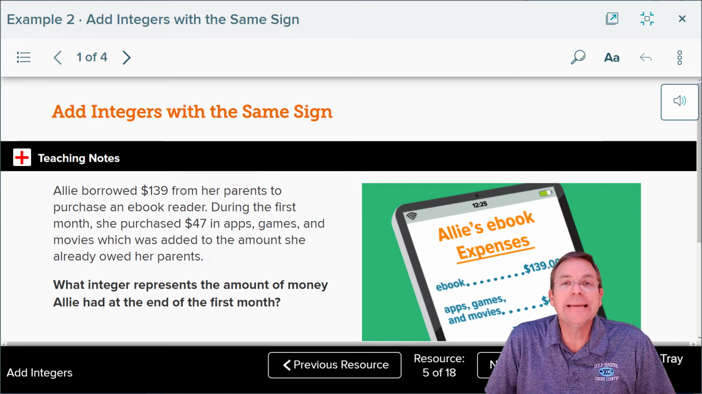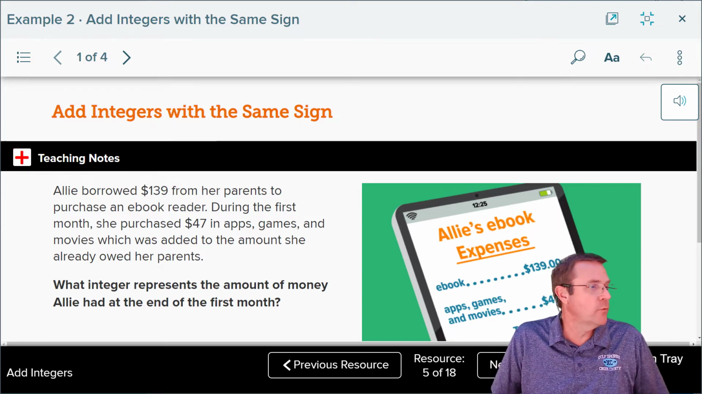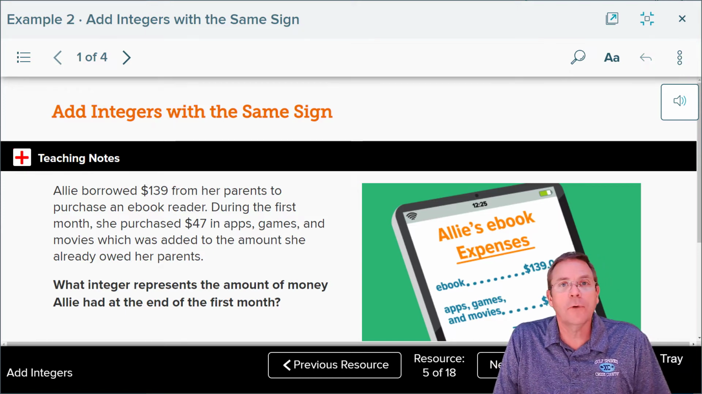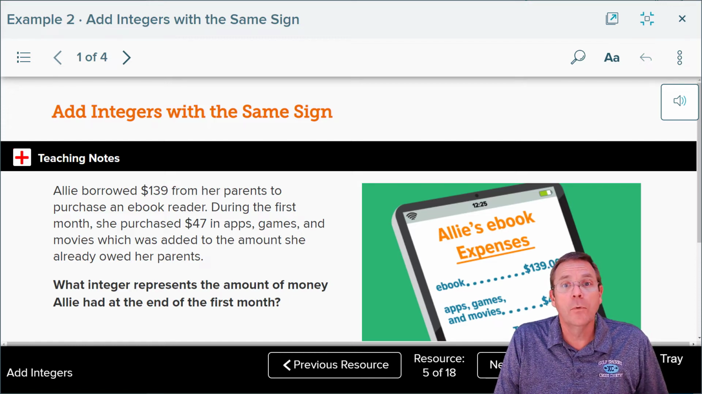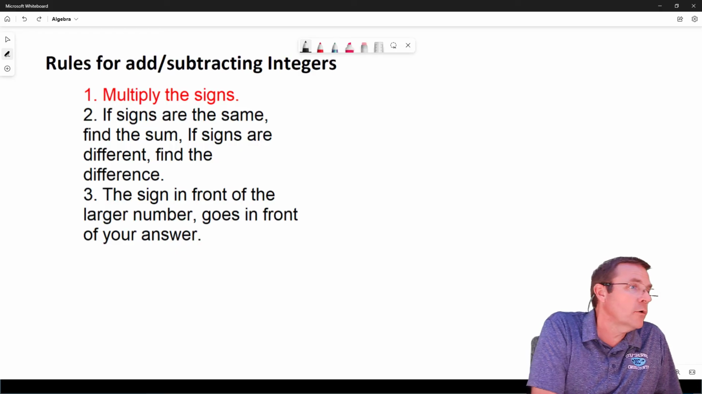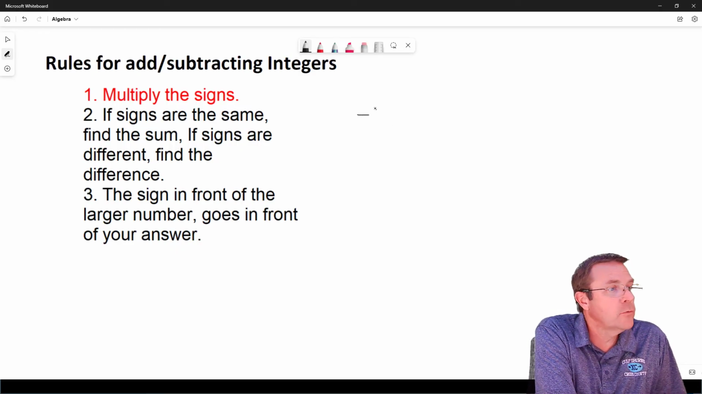So she's owing them an additional 47. So we're adding another negative $47, and it wants us to write an integer to represent how much Allie's going to have to pay her folks when it's all said and done. So we're going to start off with the fact that Allie owes a negative $139.